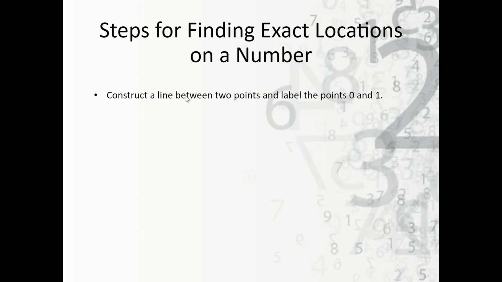First, we construct a line between the 2 points and label the points 0 and 1. So we need to know where 0 and 1 are. Then we're going to construct a line through 0 that is a transversal to the first line. So it's going to pass through 0 and work upward or downward, either way.